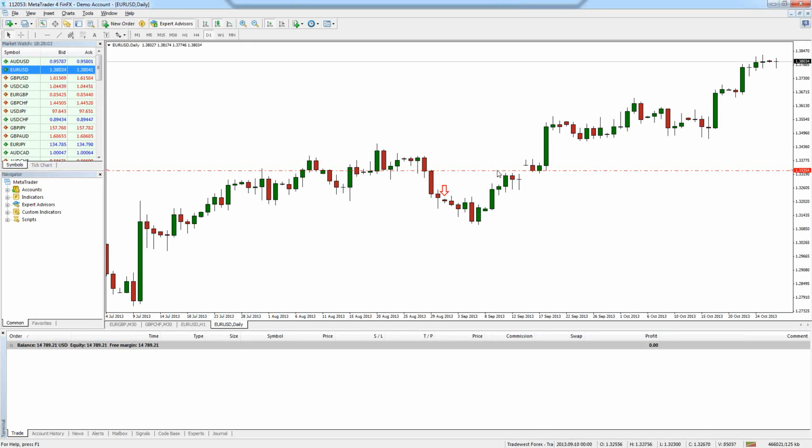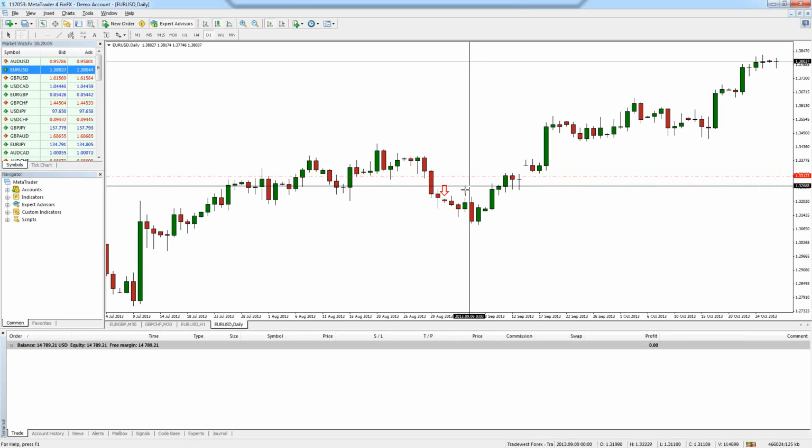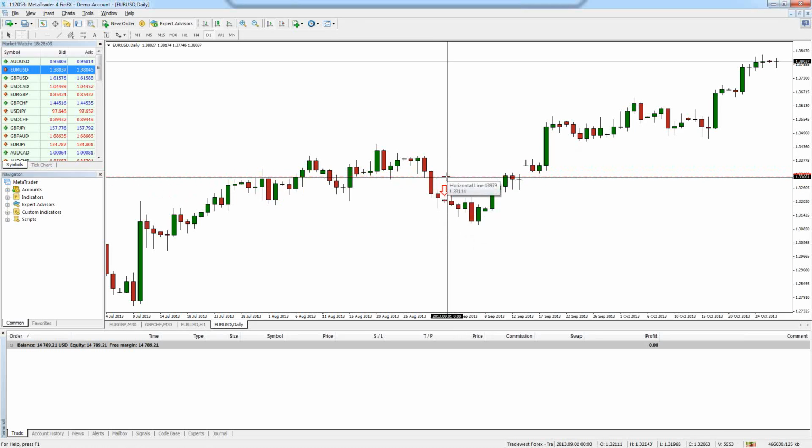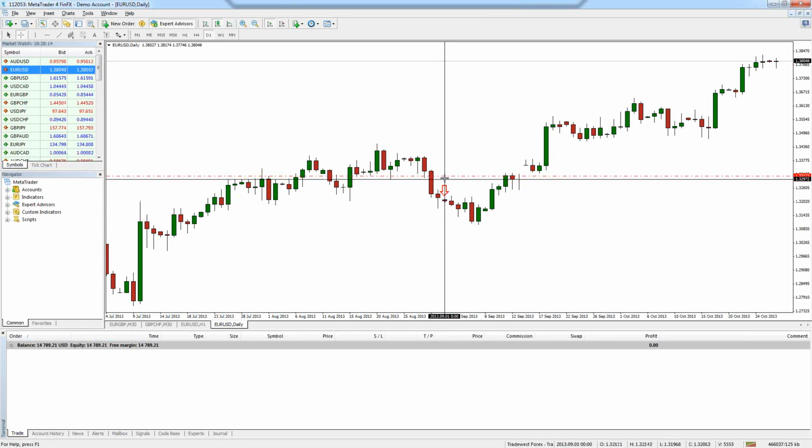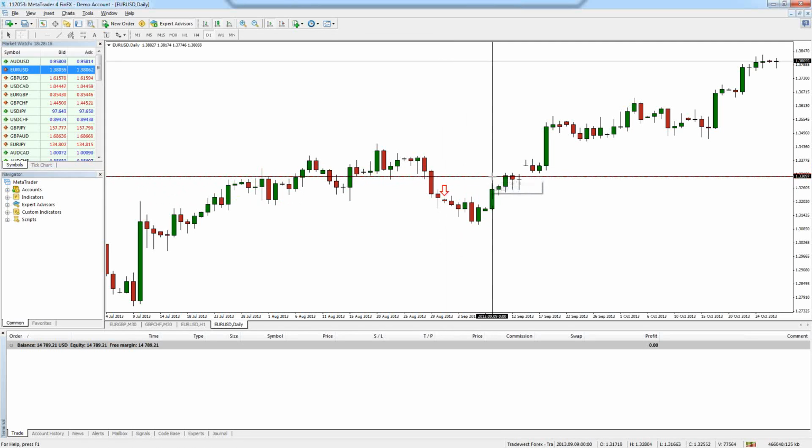Now, here's the problem with that. When you make your lot size calculation here initially, this means that if you risk, say, 1%, $10,000 account, doesn't matter what it is, 1% means if it goes here, you lose 1%. So what does that mean if you start moving it?